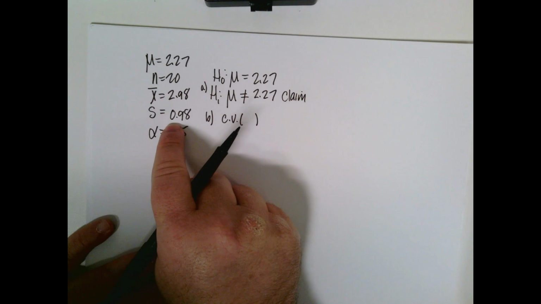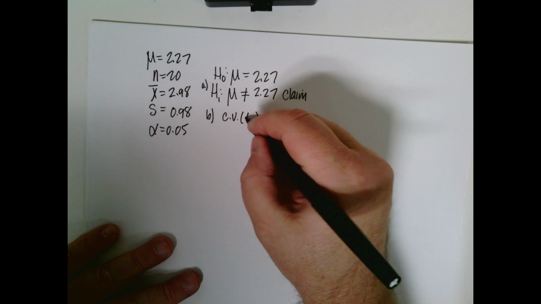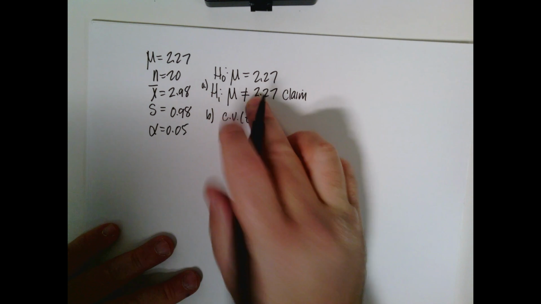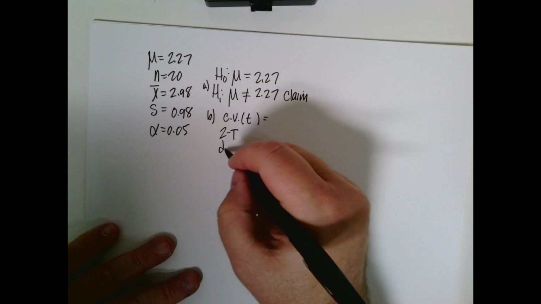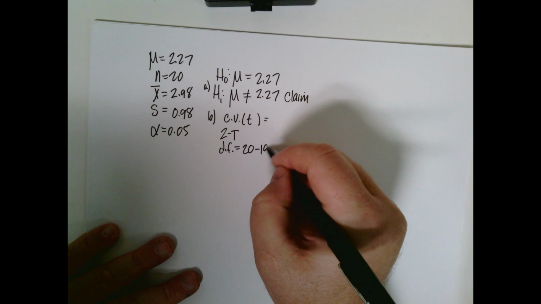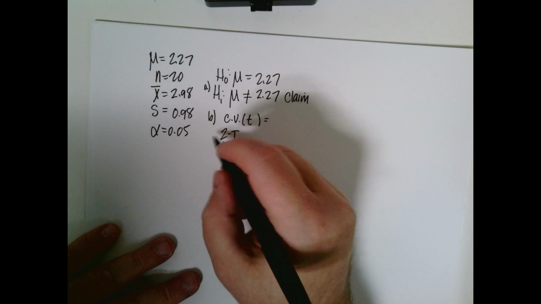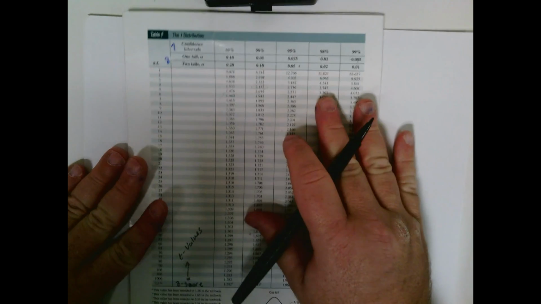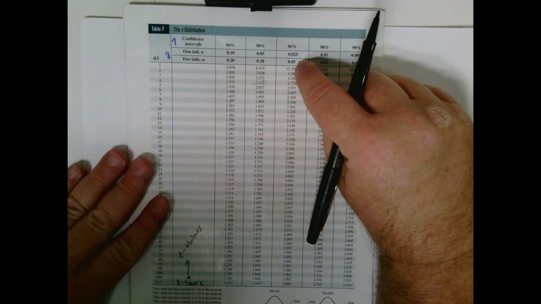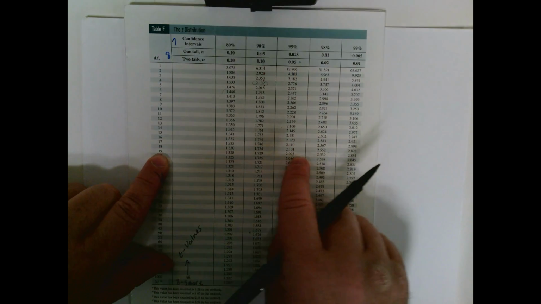Alright, so now because this is an S and not a sigma, in other words we don't know the standard deviation of the population, this has to be a T. Because it's a not equal to, this is a two-tailed test, and because it's a T we need the degrees of freedom, which is 20 minus 1, which is 19. Sorry, getting ahead of myself. Okay, so these three things we take and we look up on the chart. So we have two tails, 0.05, go down to 19 degrees of freedom, and we get 2.093.